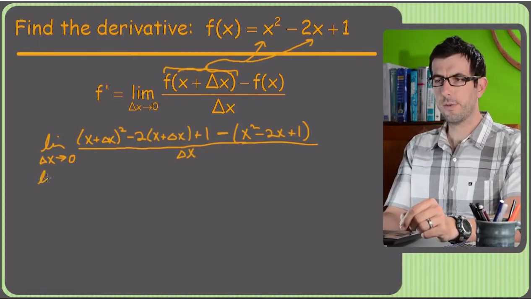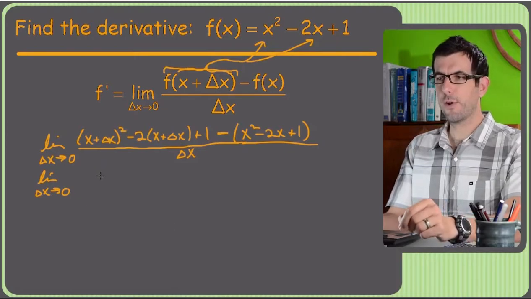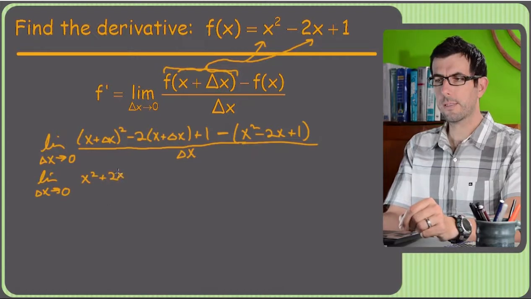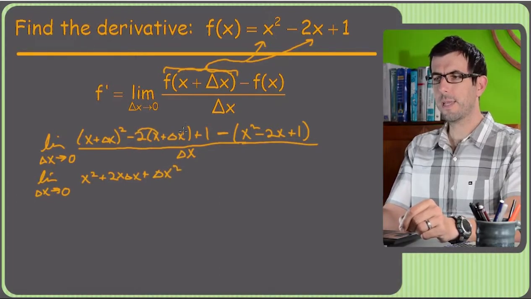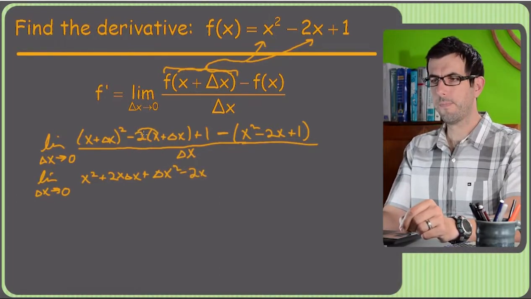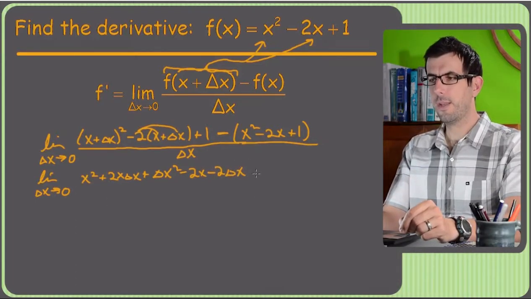All right, so far so good. I hope I don't run out of room. As you'll see, these get gnarly in terms of the amount of space required. All right, x squared plus 2x delta x plus delta x squared. Now I've got to distribute this. Negative 2x minus 2 delta x. You can see how long this is.